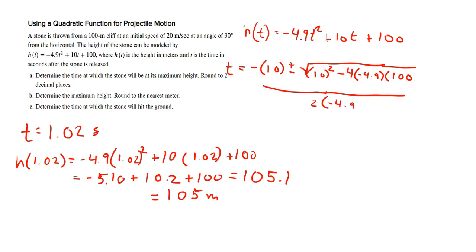times negative 4.9. Remember, the height of the stone when it reaches the ground would be 0. So we're solving this for when this is equal to 0. That's why we're using the quadratic equation. This is negative 10 plus or minus the square root of 2060 divided by negative 9.8.